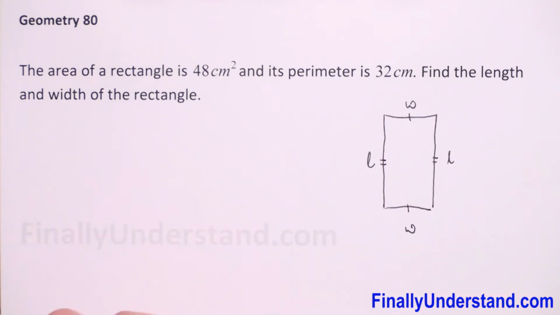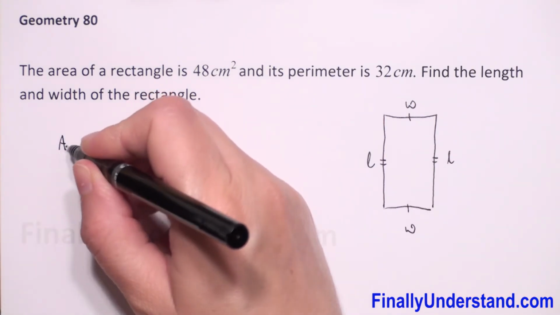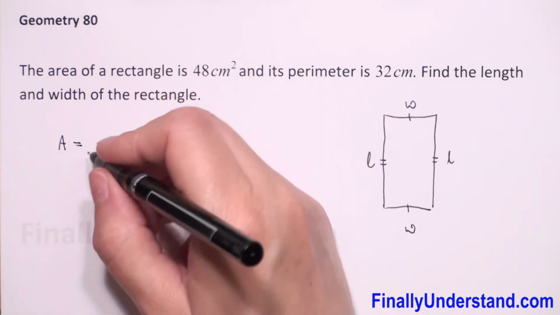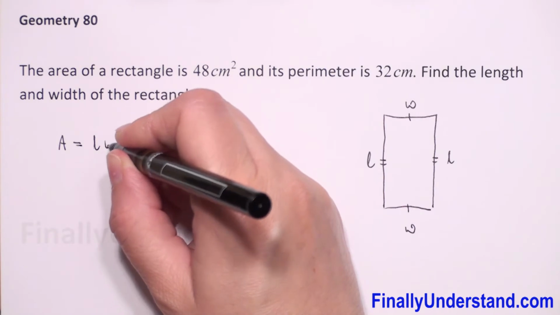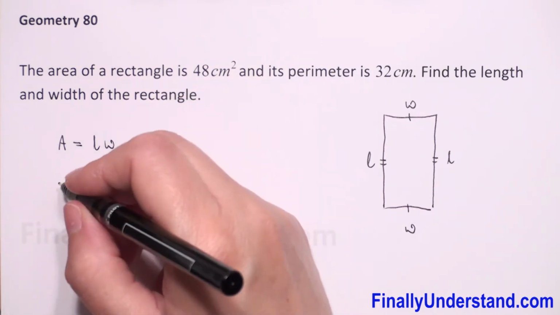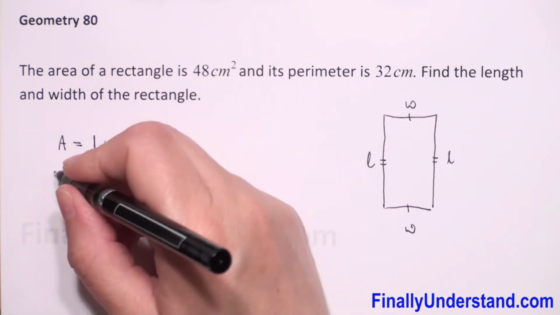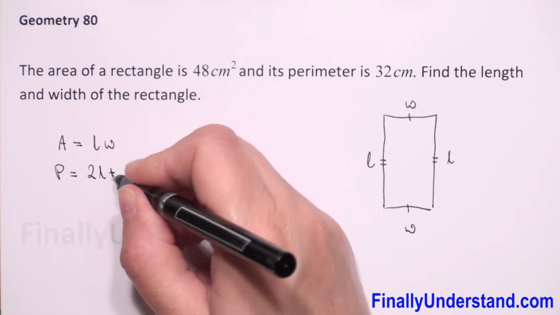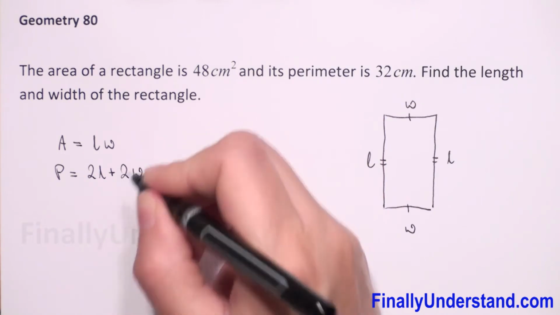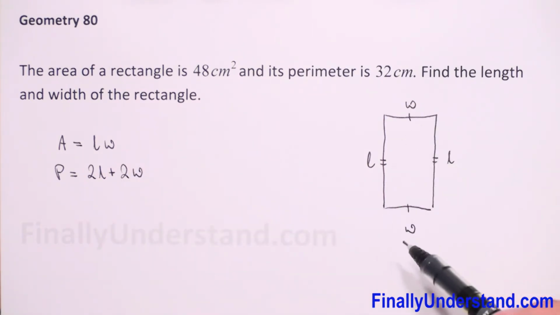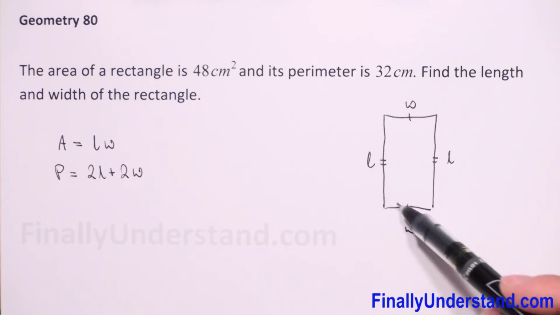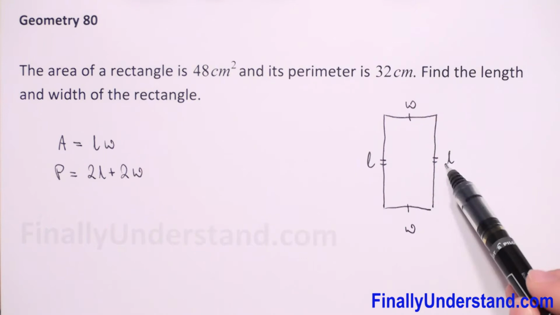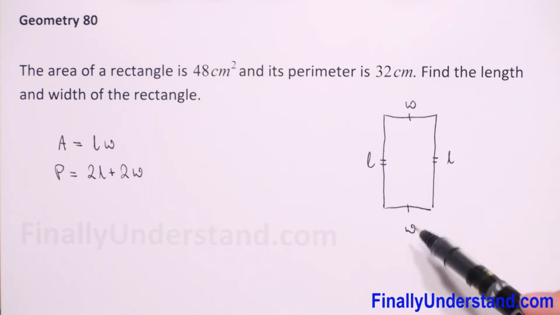We know that the area of a rectangle is length times width, and the perimeter of a rectangle is 2L plus 2W, because the perimeter is the distance around our figure. So we have two sides L and two sides W.